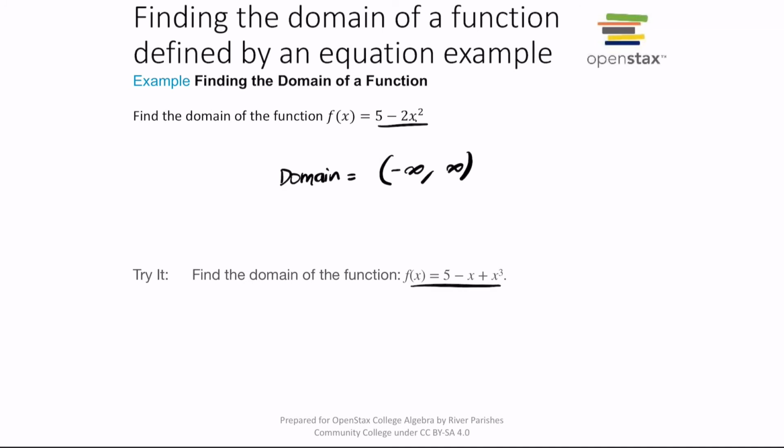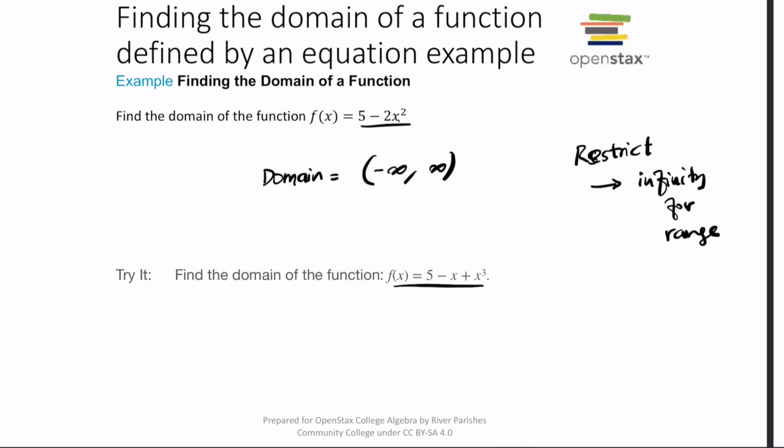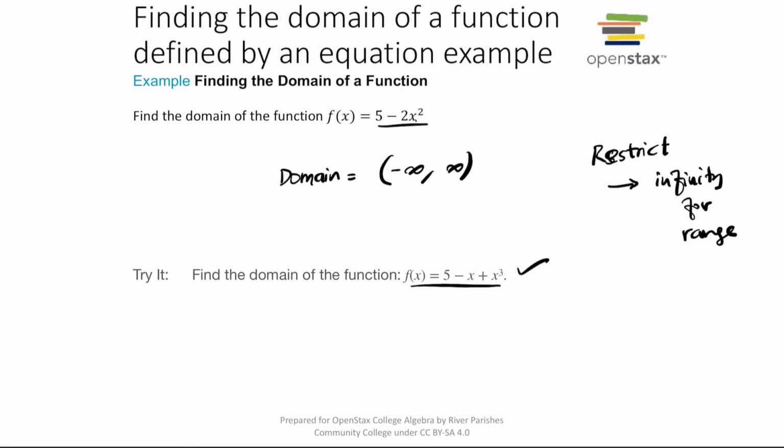Again, the second one: for any x value, there is a possible range value that you can get for the function. Remember that you only restrict values when a particular value results in infinity for the range. If you get infinity, we take out that domain value and do not use it. That's the idea behind the domain values here. Try the same thing with the second problem. Notice that this also will have the same set of real numbers.